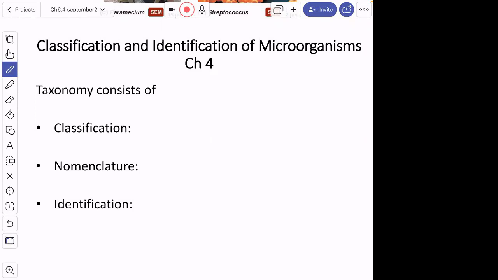So what is taxonomy? Well, it's classification, nomenclature, and identification. Classification just means putting organisms into groups.